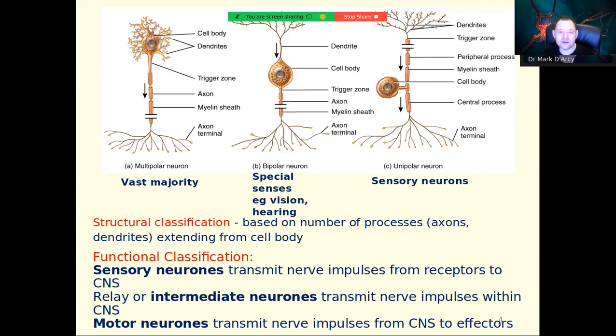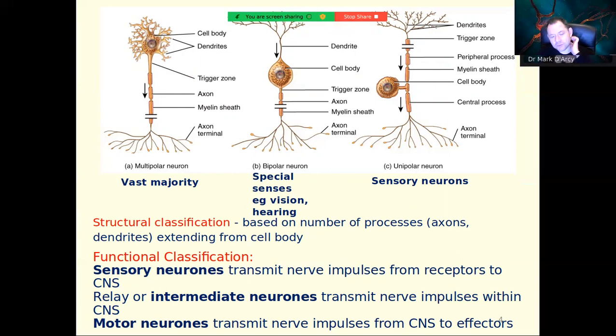Then we have bipolar, which basically have the cell body in the middle. Still dendrites at one end, axon terminals at the other, but the cell body is in the middle. These type of cells tend to be specialized. For example, the neurons in your eye that detect light and those in your ears that detect sound. Then we have unipolar neurons. Unipolar neurons have the cell body out to the side. Tends to be sensory neurons, such as the sensory neurons in various parts of your body that detect things like heat and pressure and various chemicals in your bloodstream. They tend to be unipolar.